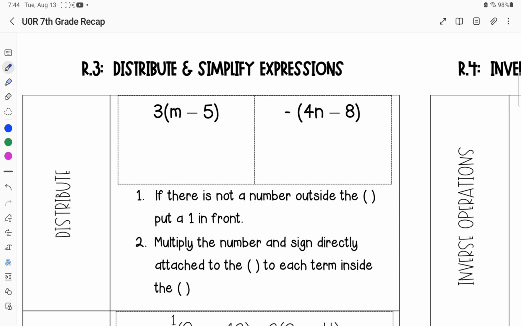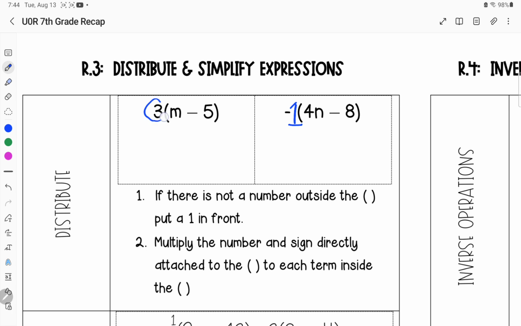So the first thing we're always going to look for is if there's not a number outside the parenthesis, we're going to put a 1 in front. Like right here, I have a 3 out in front. Right here, you'll notice I don't have a number, I have a negative, so we're going to stick a 1 right there. Step number 2 says multiply the number and sign directly attached to the parenthesis to each term inside.